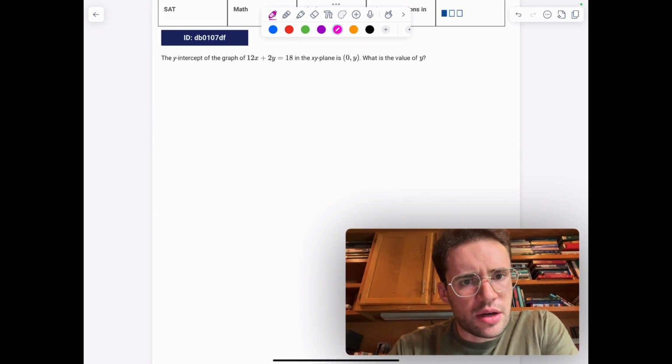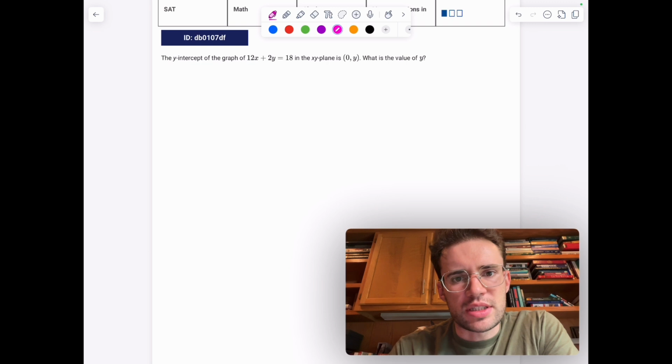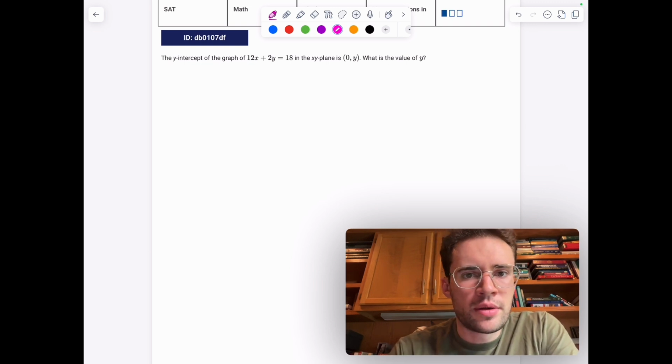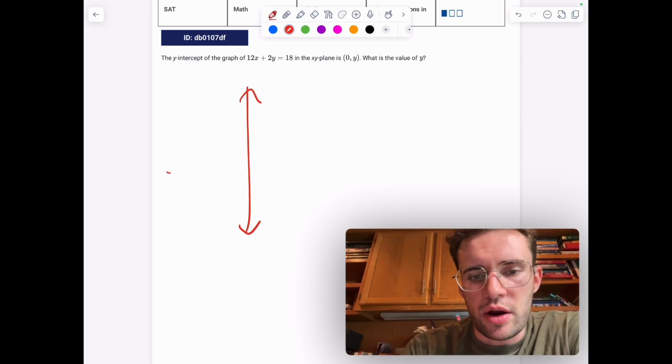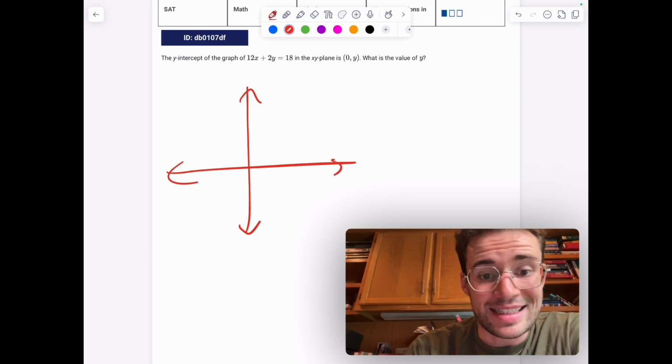The y-intercept of the graph of 12x plus 2y equals 18 in the xy-plane is (0, y). What is the value of y? So they're literally just asking, what's the y-intercept? There are 2 ways we could do this. For one, we know that the y-intercept is where it crosses the y-axis, which means it's when x is equal to 0. Also, they even give you that x is 0.